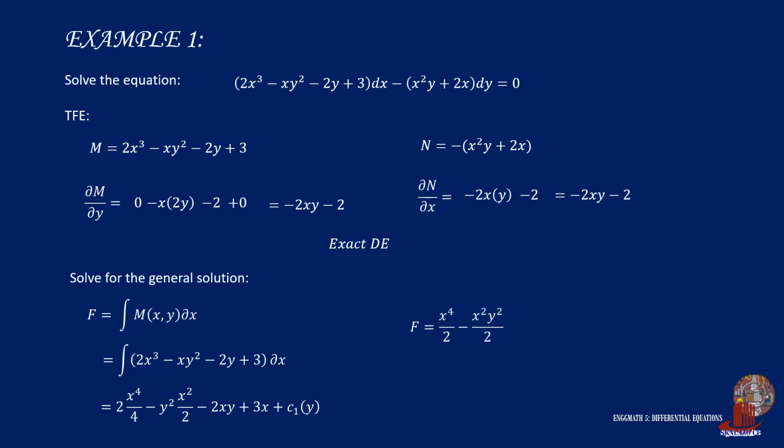Simplify the solution, which would turn out as f is equal to x to the 4th power all over 2 minus x squared y squared all over 2 minus 2xy plus 3x plus c1 in terms of y.